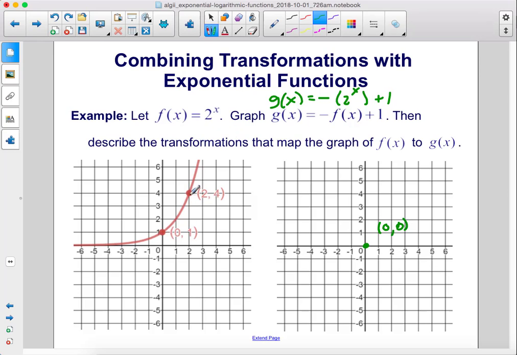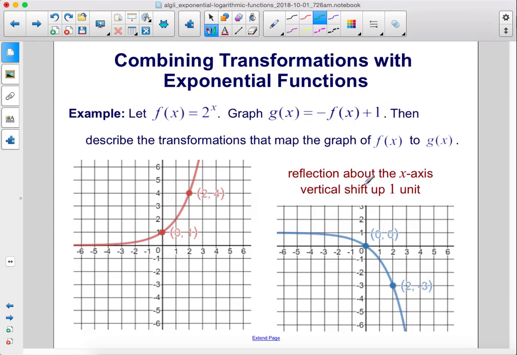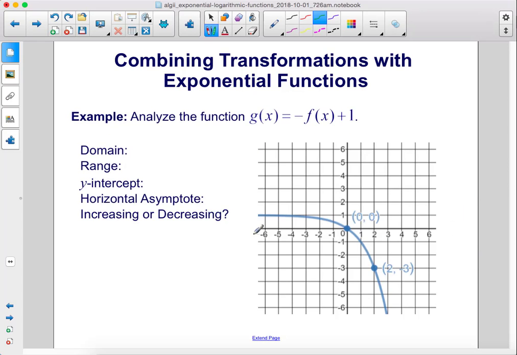If we look at x equals 2, that would be 2 squared, which is 4, negative, so negative 4 plus 1 gives us negative 3. So the graph of this function is going to look something like this. You can see that g of x is a reflection about the x-axis, but also a vertical shift up 1 unit. Let's analyze the function.